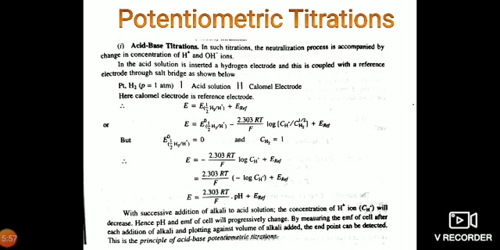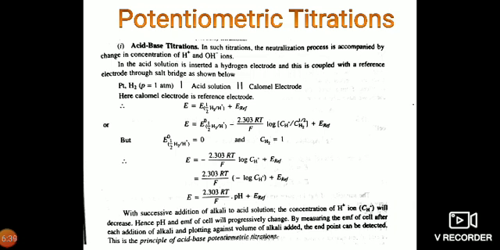Different types of titrations are carried out in the presence of suitable electrodes, and variation of electrode potentials leads to the detection of the endpoint of the reaction. So here we are discussing two types of potentiometric titrations. First one is acid-base neutralization titration, and the second one is oxidation reduction, that is redox titration. First one, acid-base titrations. In such titrations, the neutralization process is accompanied by a change in concentration of H plus and OH minus ions. So in the acid solution a hydrogen electrode is inserted, and this is coupled with a reference electrode through a salt bridge as shown below.